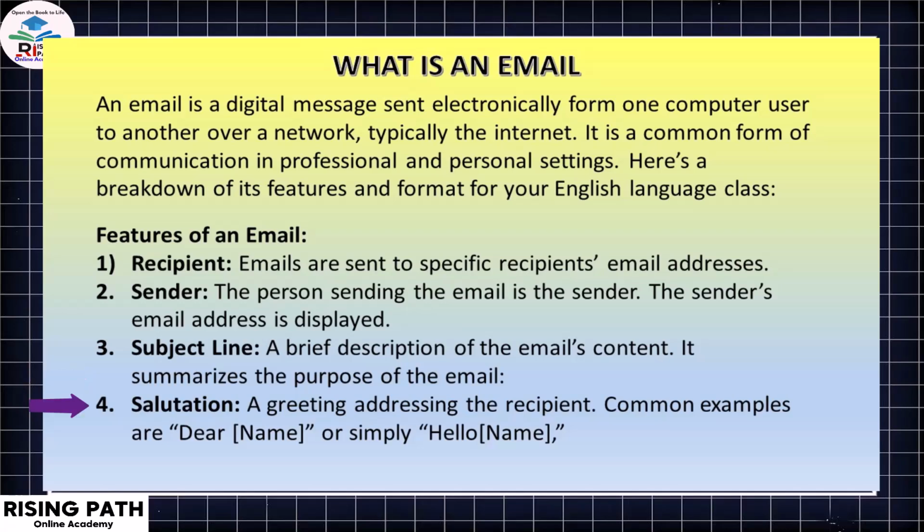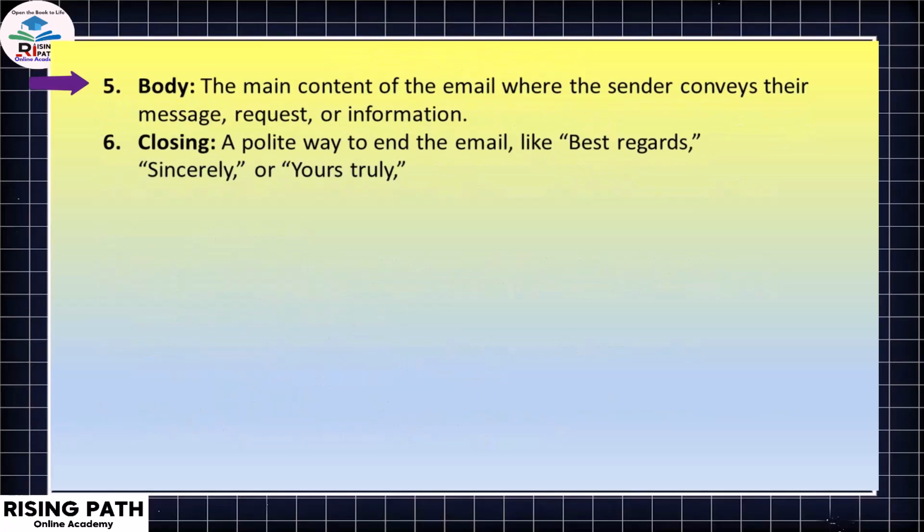Number 4, like letters, we have the salutation, that is a greeting addressing the recipient. Common examples are dear, the name of that person, or simply hello. Then we have the body, that is we are going to have paragraphs 5 to 6 according to our task in the directed writing question. The main content of the email where the sender conveys their message, request or information. Number 6 is the closing, a polite way to end the email like best regards, sincerely or yours truly.